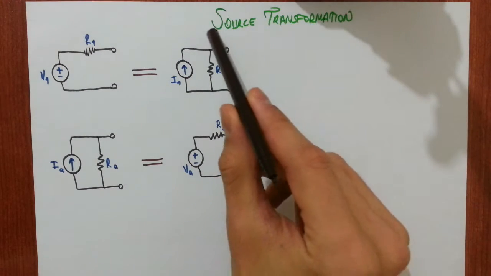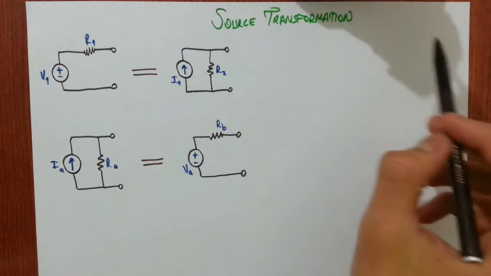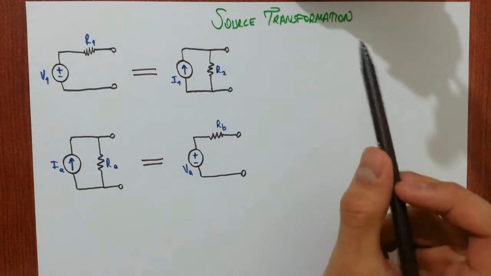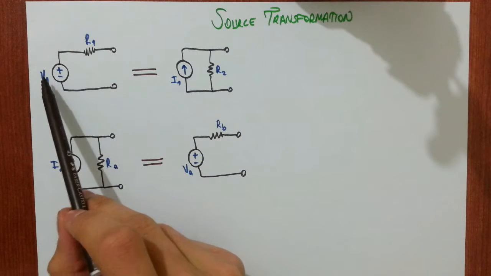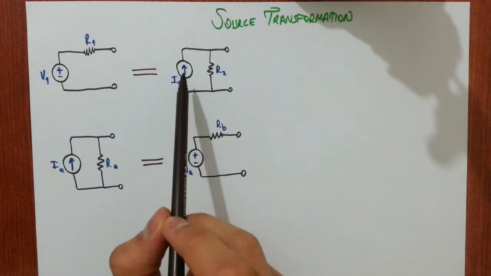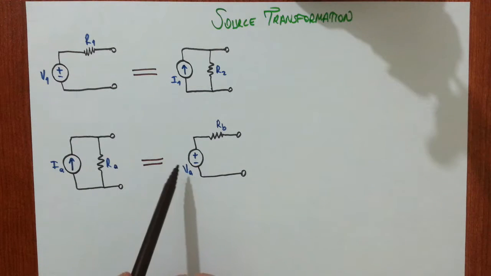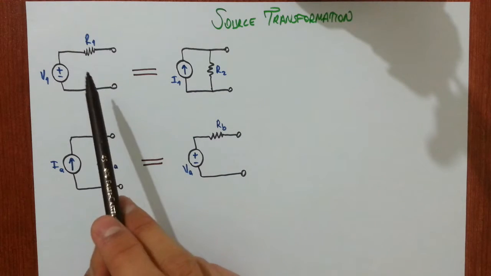In this video we will learn source transformation. Source transformation is a very powerful tool for us to simplify circuits, and it has two cases. First case is to transform a voltage source into a current source. Second case is to transform a current source into a voltage source. I will start with the first case.